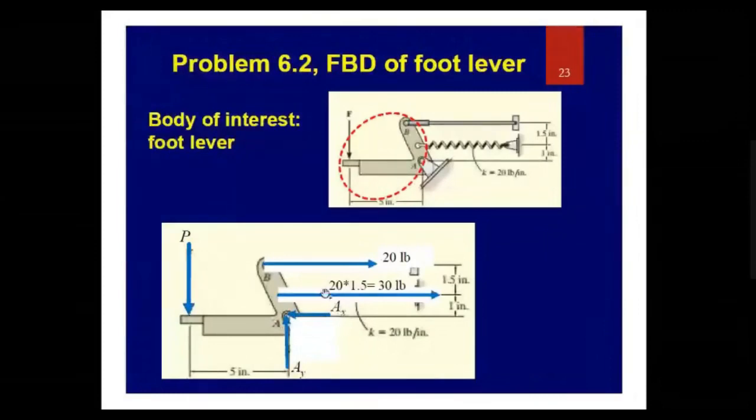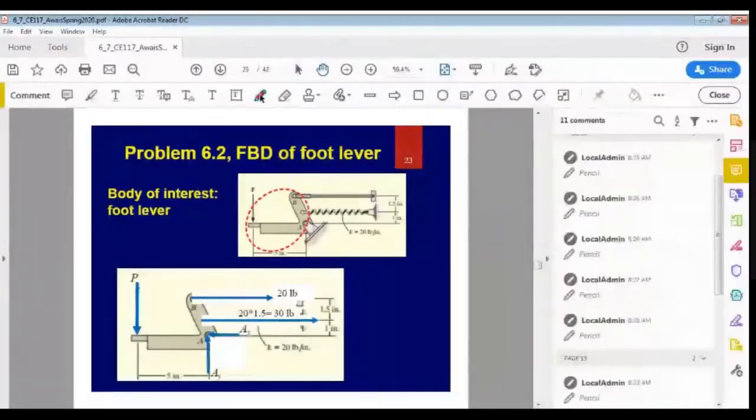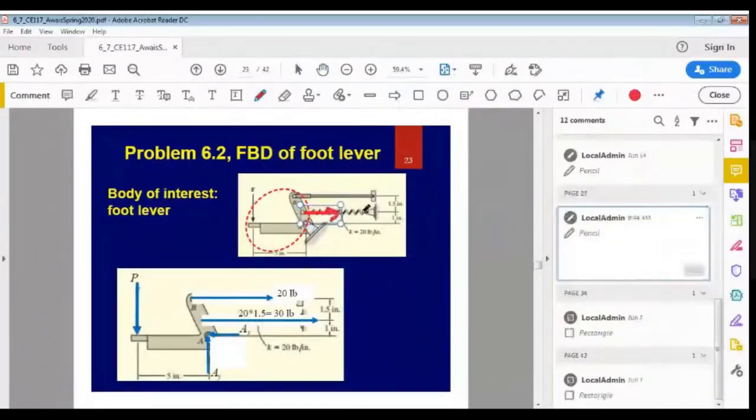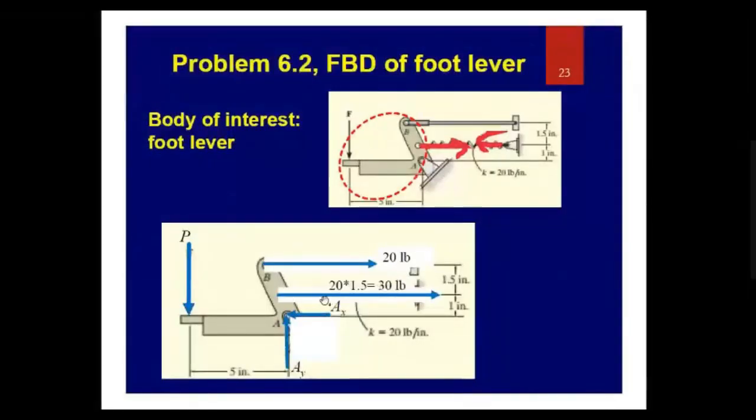Then there is a spring, and the spring has been elongated. Whenever there is elongation, it takes place due to tensile forces, which means the direction of the forces will be such that the arrowheads are pointing towards each other. So if I draw it over here to show the tensile forces, this is how the forces in a spring look. Then I have to show the force of the spring acting on this body, and this force is equal to 20 times 1.5.